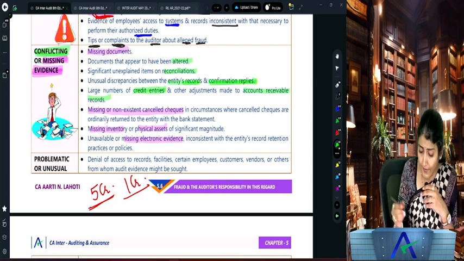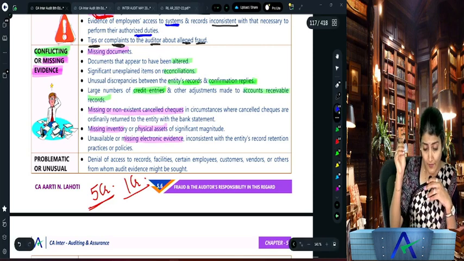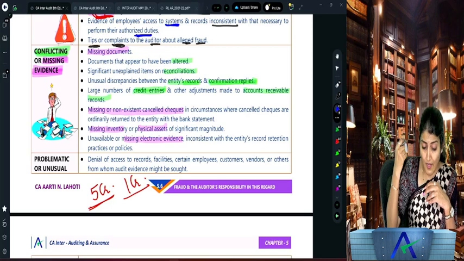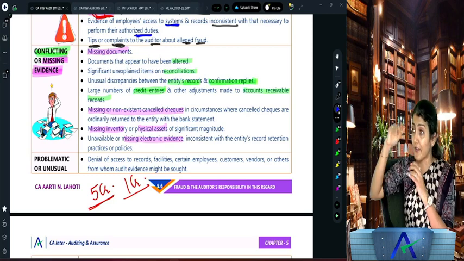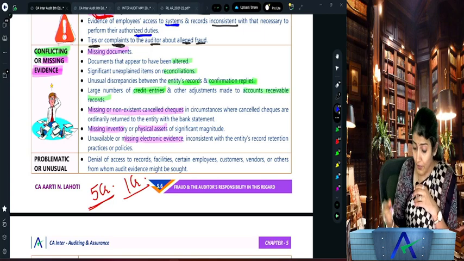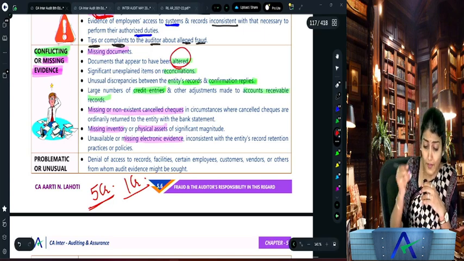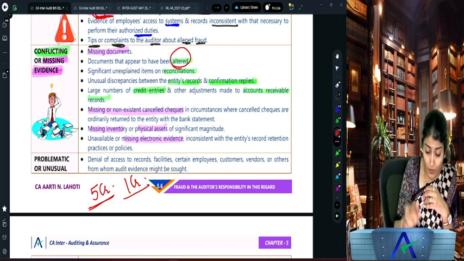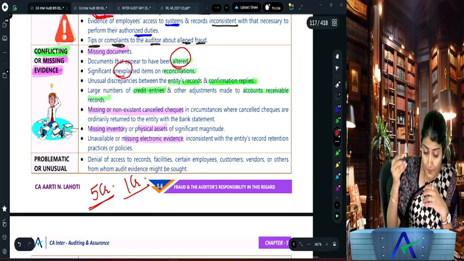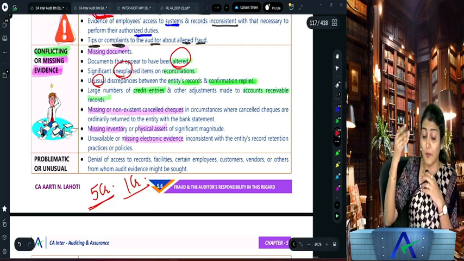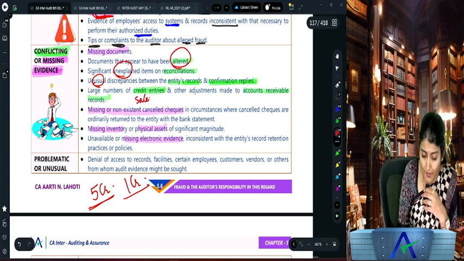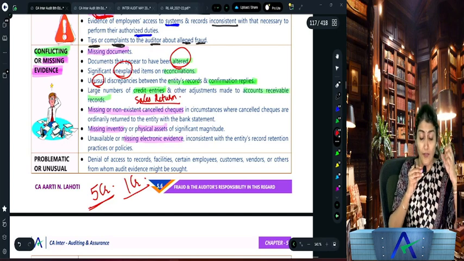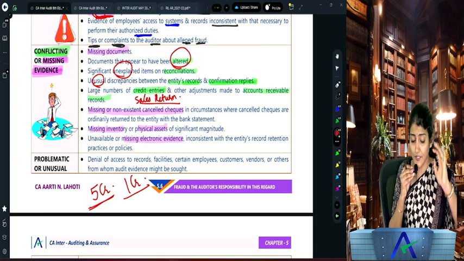So what does it say? One, the missing. What is missing? Documents are missing. Checks are missing. Inventory is missing. Electronic evidences are missing. Then after that, what is conflicting? The documents are conflicting. They look to be altered. Then there are unexplained items. Then there is an unusual discrepancy between the records and the confirmation reply. And there is large number of sales returns, right? Credit entries means there is large number of the sales returns. Are you understanding that? Okay, right.